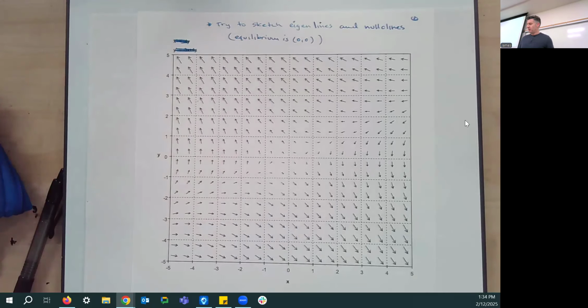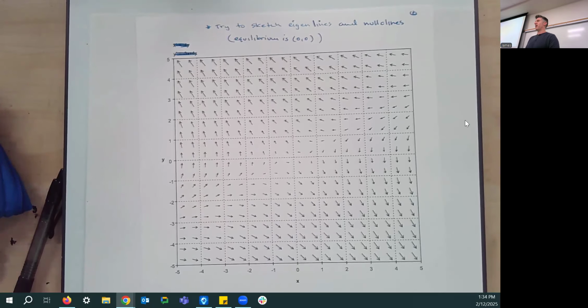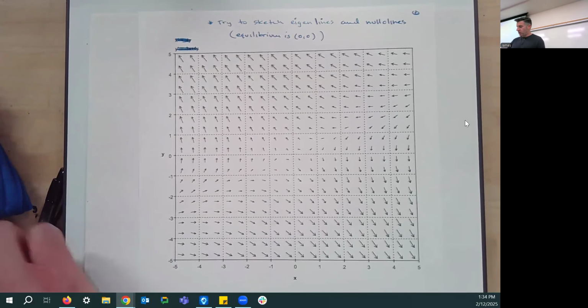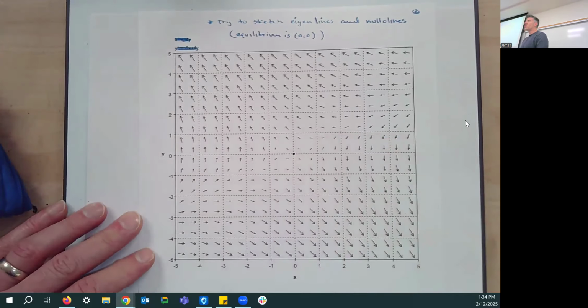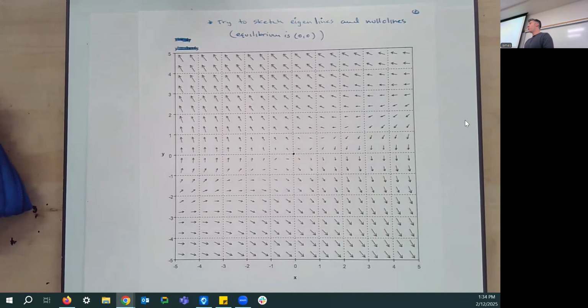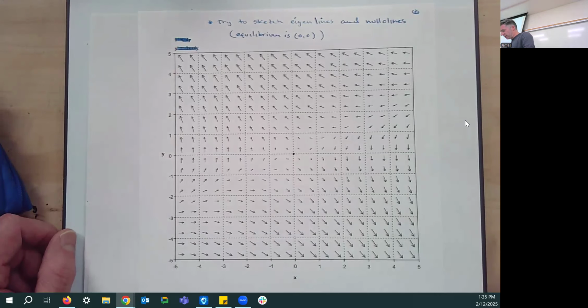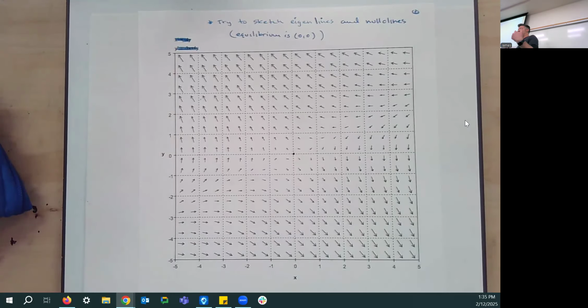So let's take a look at this situation here. And again, I know this is unfortunately not an opportunity to really take notes because you can't really draw the whole thing. I want to point out that if you look at something like this, and here's your origin right here, you can identify where the null lines and the eigenlines are. In my mind, it's almost always easier to identify the eigenlines. So the eigenlines are the ones that point either directly in or directly out.